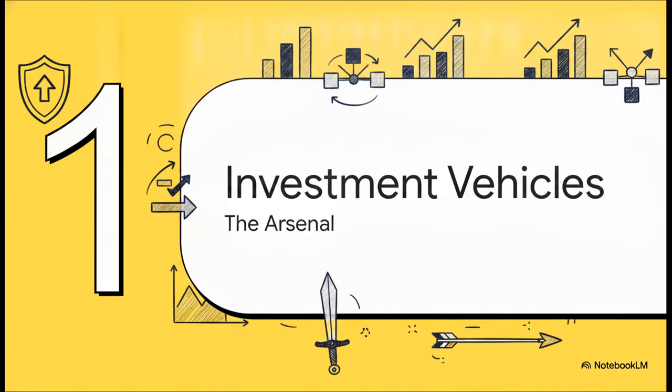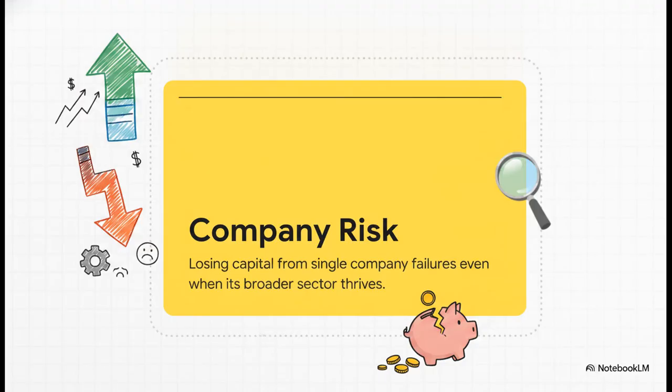Section 1. The Arsenal. Investment Vehicles. First up, we have to identify the absolute core enemy of the macro investor, and that's individual company risk. This is the very real danger of losing your capital just because one single company underperforms. Maybe they have a terrible earnings report or a massive CEO failure. And this can happen even if the broader sector they belong to is absolutely thriving. Seriously, the last thing you want is to get the big macroeconomic trend 100% right, only to lose your shirt because one executive made a mistake.